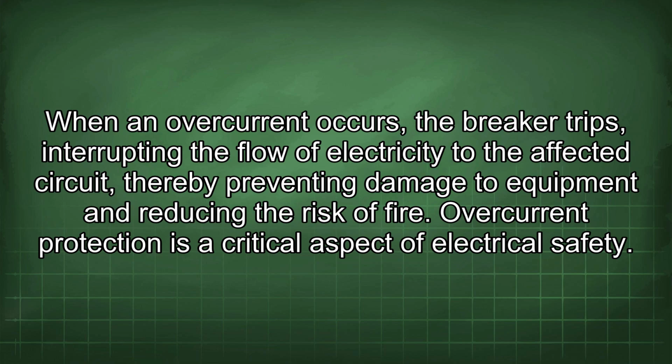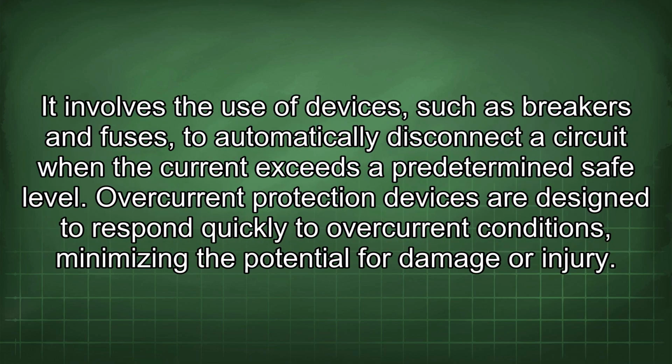Overcurrent protection is a critical aspect of electrical safety. It involves the use of devices, such as breakers and fuses, to automatically disconnect a circuit when the current exceeds a predetermined safe level. Overcurrent protection devices are designed to respond quickly to overcurrent conditions, minimizing the potential for damage or injury.